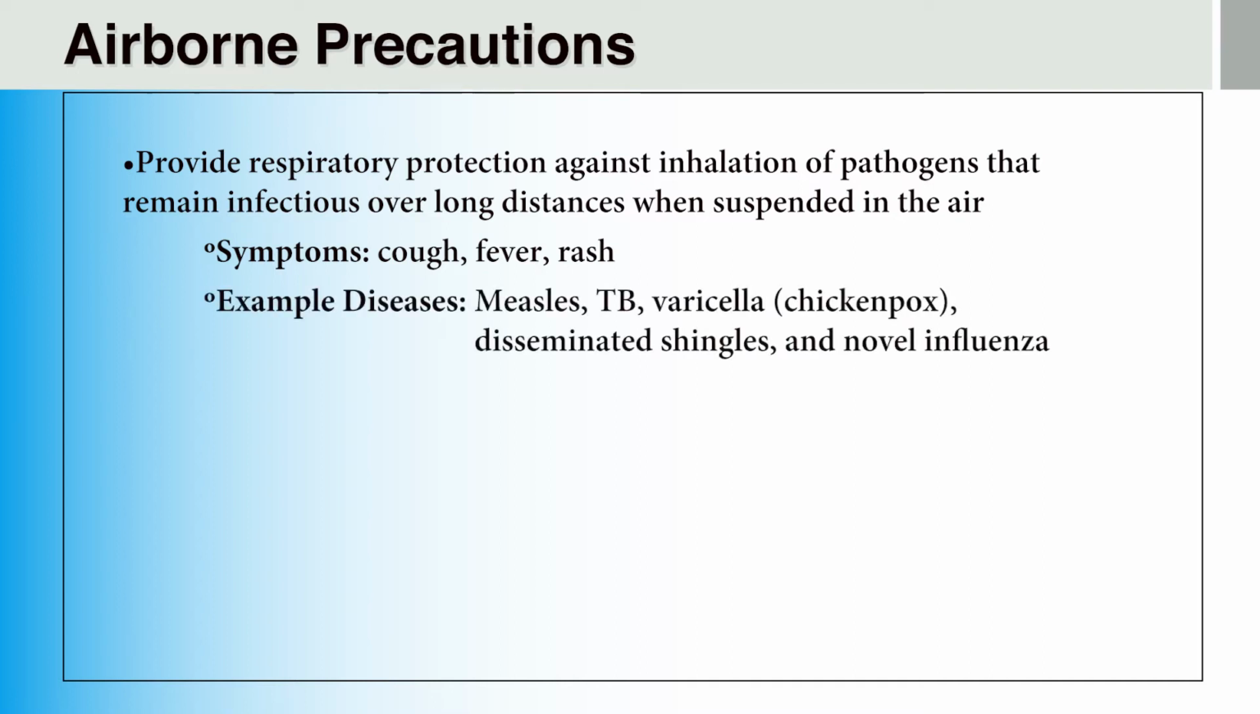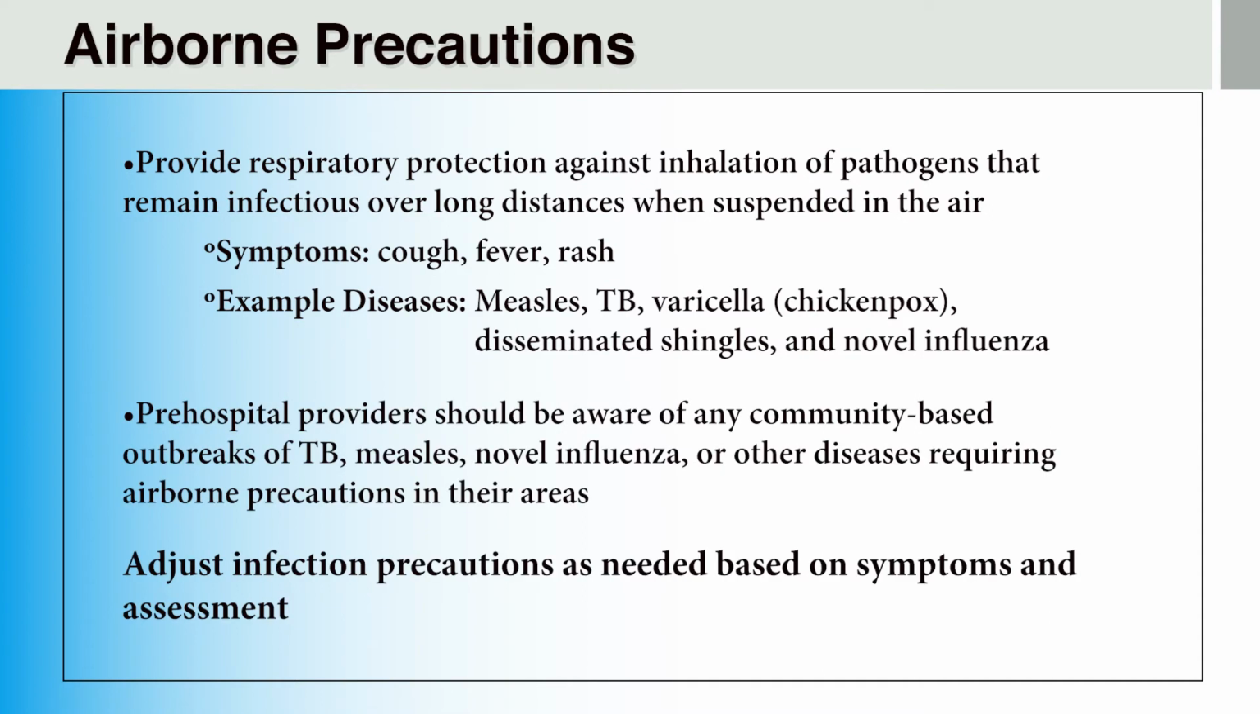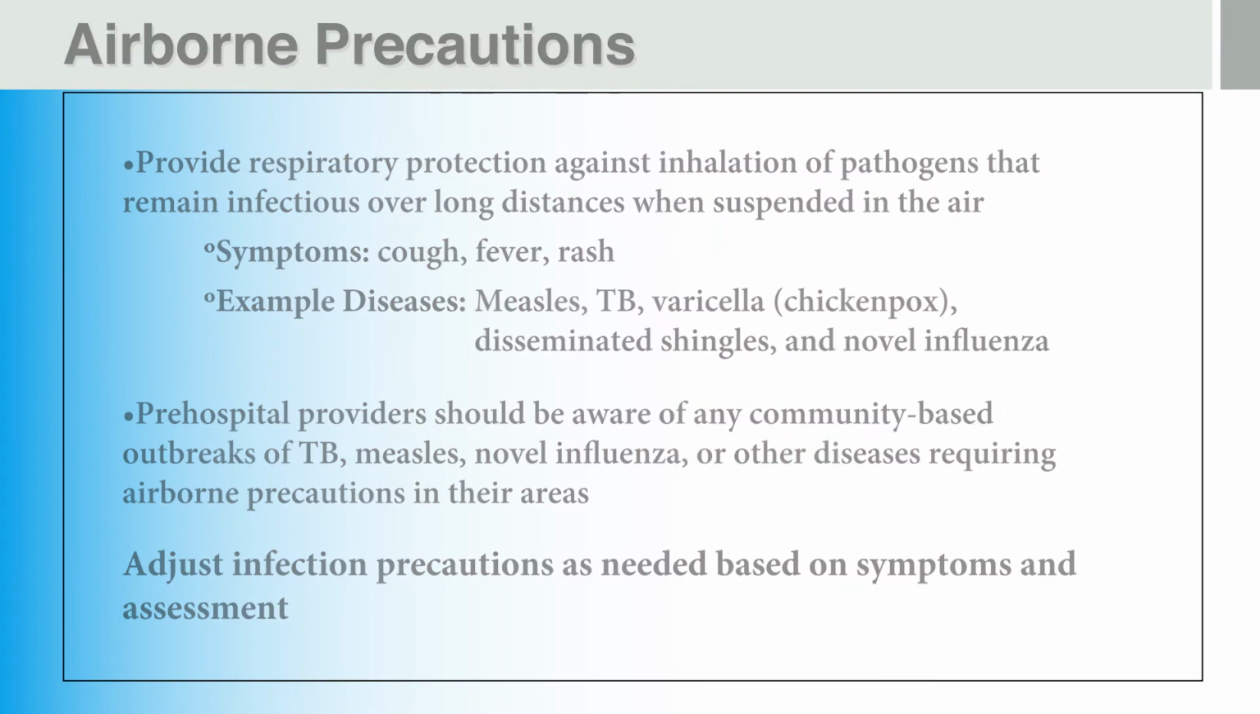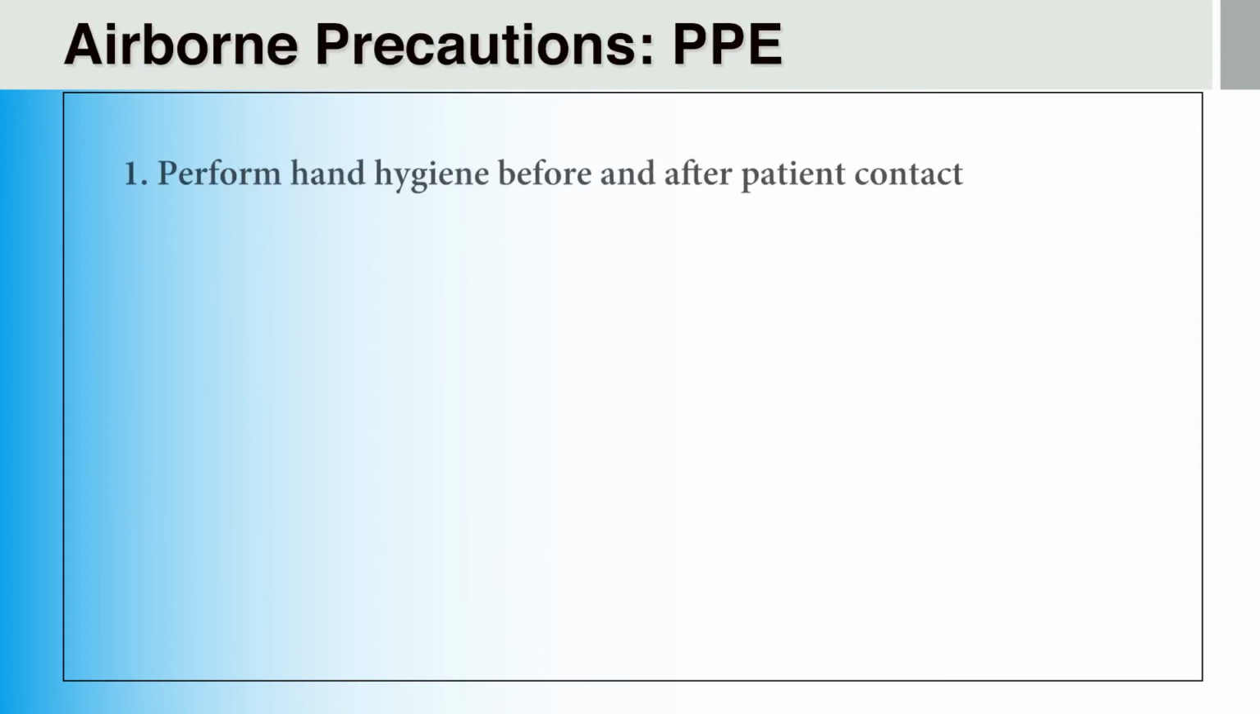Some examples of diseases that require airborne precautions include measles, tuberculosis, chickenpox, disseminated shingles, and novel influenza. In order to use the most appropriate PPE, pre-hospital providers should be aware of any area or community-based outbreaks of diseases that require airborne precautions such as measles or tuberculosis. Providers should wash their hands before and after patient contact when able.